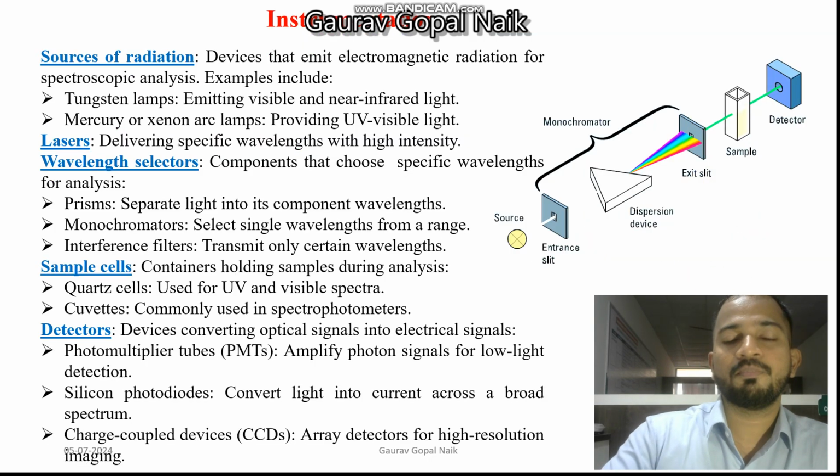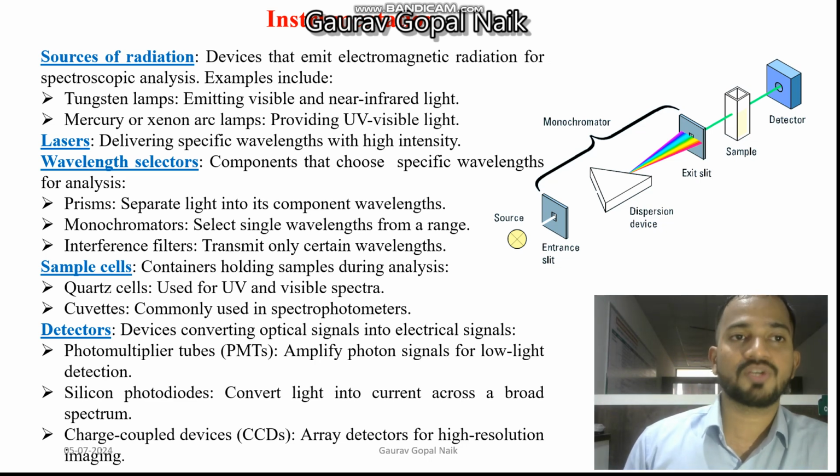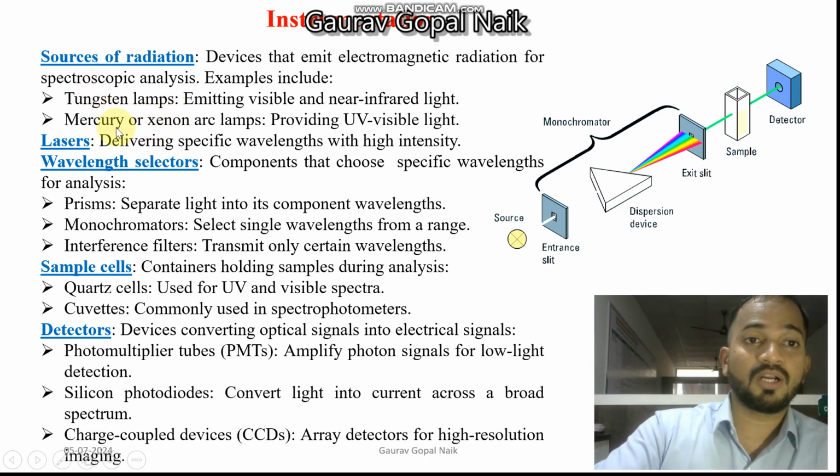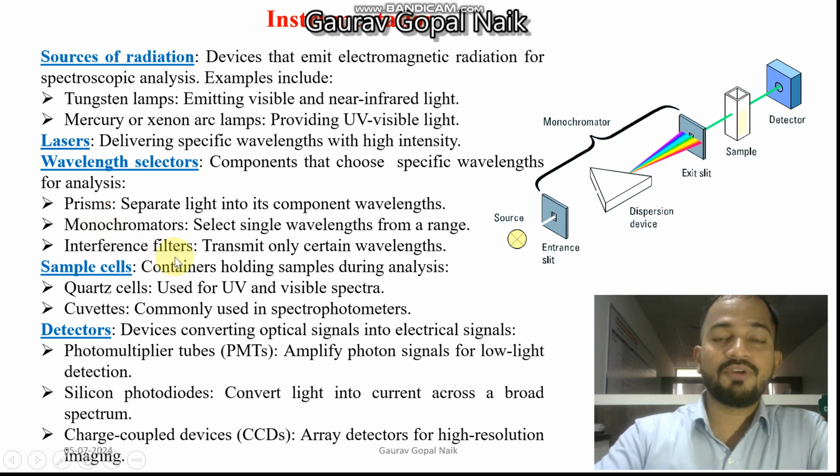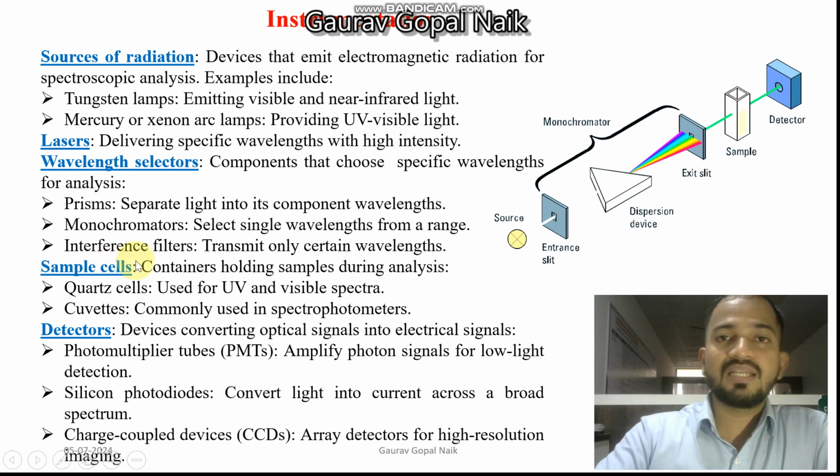Now, coming to the instrumentation part. The instrumentation part is very important, and the major components of this instrumentation are sources of radiation, which consist of tungsten lamps or mercury or xenon arc lamps. Then lasers, which are useful for delivering specific wavelengths with high density. Then wavelength selectors, which consist of prisms, monochromators, or interference filters, which enable selection of a single wavelength from a range of wavelengths. Then the sample cell consists of quartz cells or cuvettes, and these are useful for holding our samples.